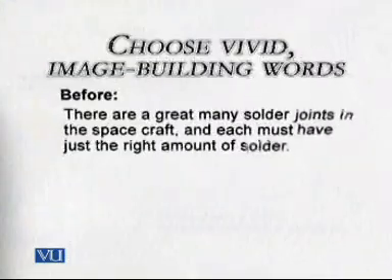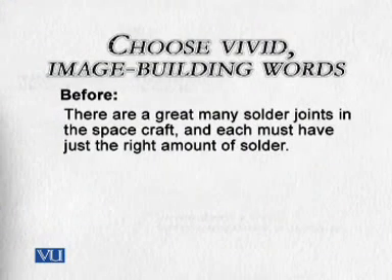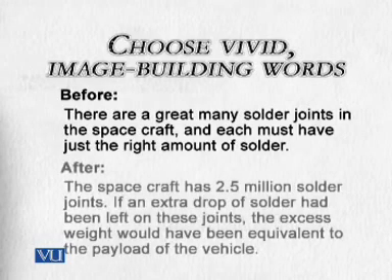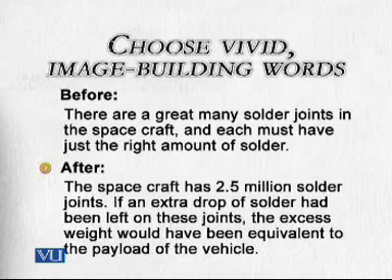Now, the third and the last principle of concreteness: have such words which could create images and pictures in your reader's mind. Please take a look once again at some examples. There are a great many solder joints in the spacecraft, and each must have just the right amount of solder. Take a look at its second version. The spacecraft has 2.5 million solder joints. Now take a look at it. In the actual version, it was many, and many we translated into 2.5 million solder joints.